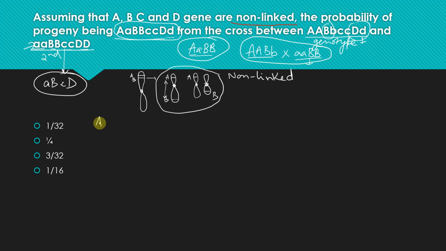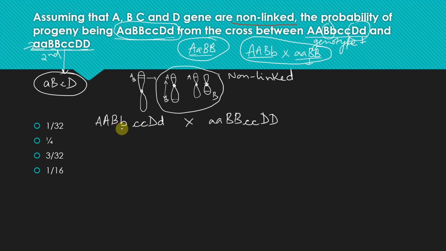So these are the parents. First let's write down the genotype of the parents. So the first parent is this, crossed with another parent whose genotype is small c, capital D, right? Now, in order to find the number of gametes, the first trick, we should know whether we can use the Punnett square method or have to use some other method. So first let's find the number of gametes.